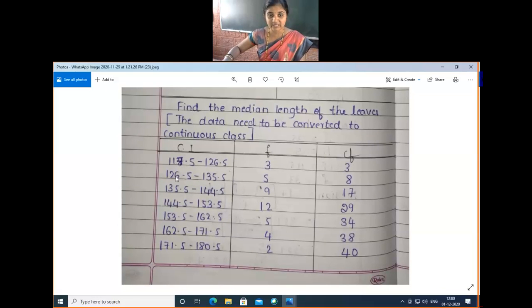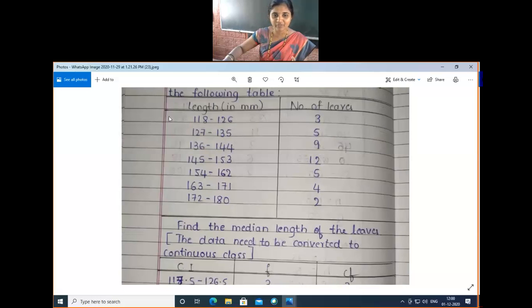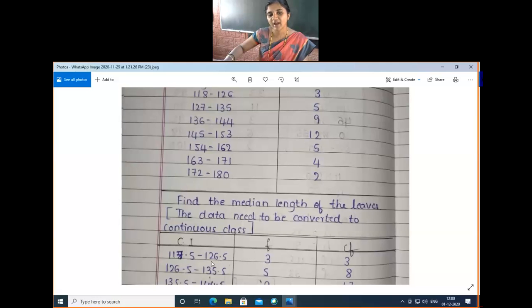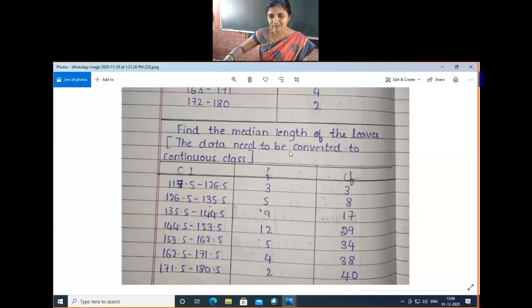Okay. So then you will get the continuous class intervals as 117.5 to 126.5, then 126.5 to 135.5, then 135.5 to 144.5. Okay, so this is the conversion to continuous class intervals. Got the idea now? For the continuous class interval, we have to subtract 0.5 from the lower limit and add 0.5 to the upper limit, so that now you can observe 126.5, 126.5, 135.5, 135.5. So now the class interval is converted into a continuous class interval.